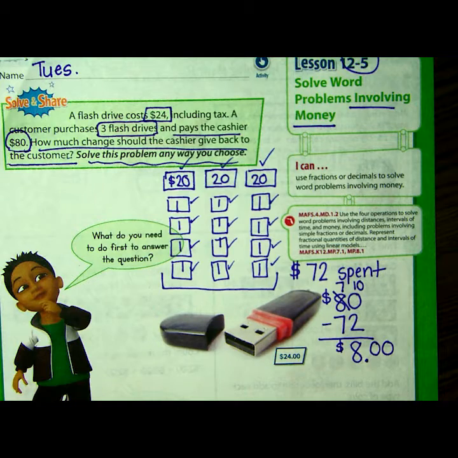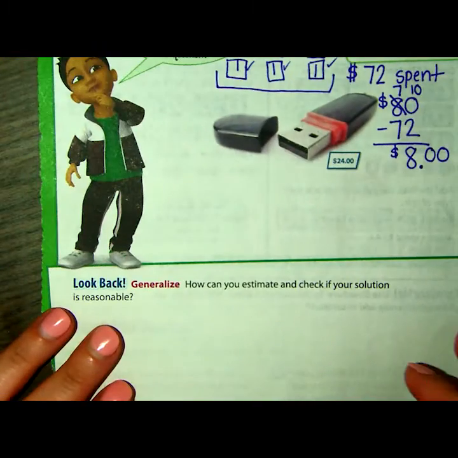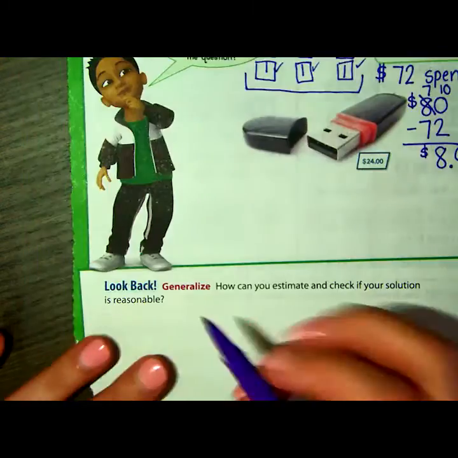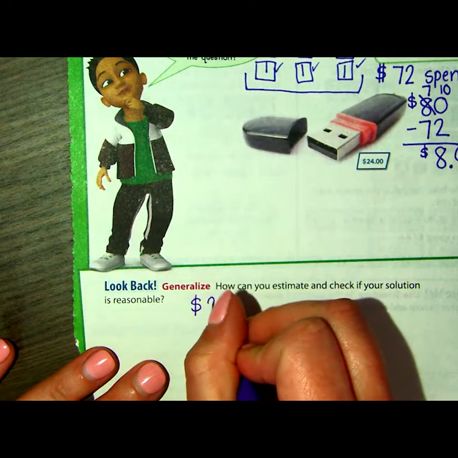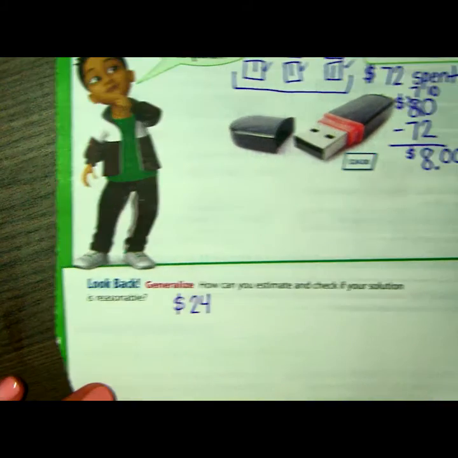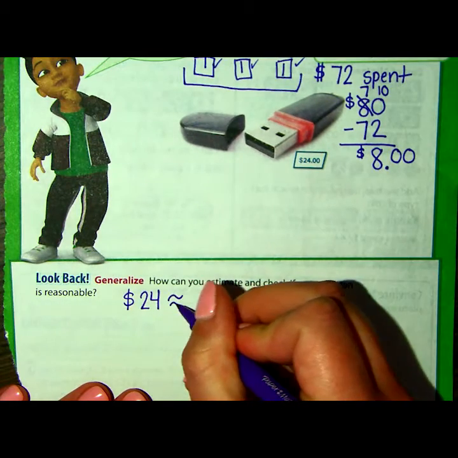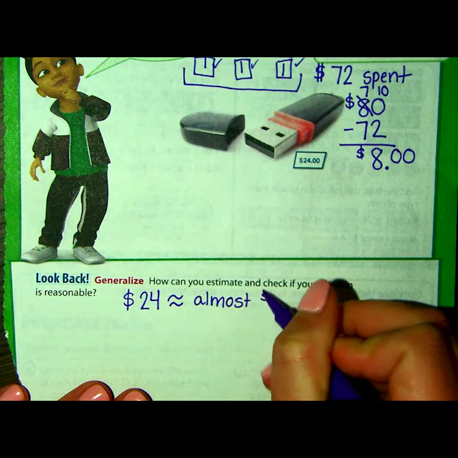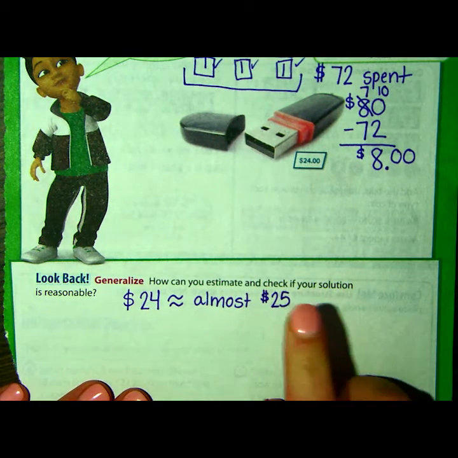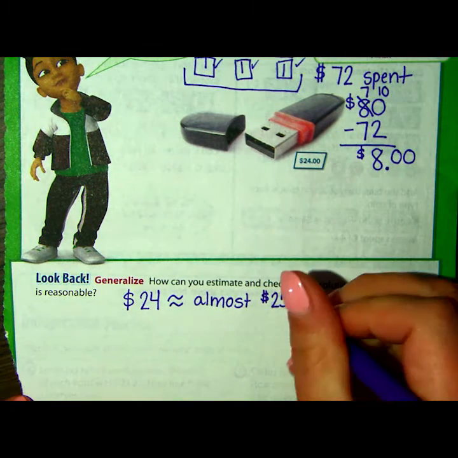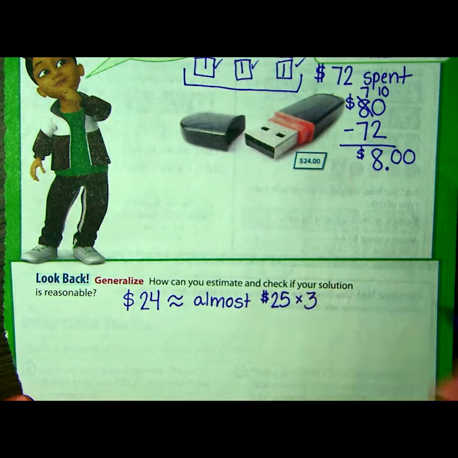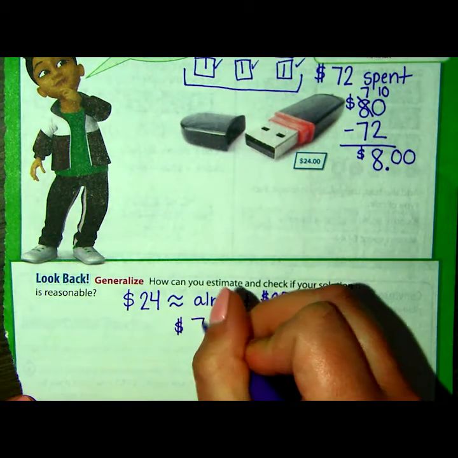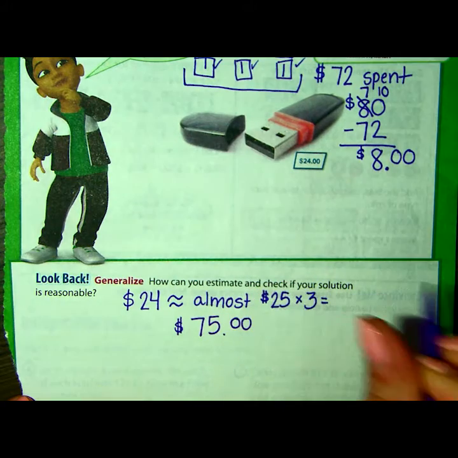Now, let's look down here. They want to know, how can you estimate and check if your solution is reasonable? Well, we know that each flash drive, right, was $24. And I know that 24 is really close or almost 25. And I can add 25 3 times, right? Thinking in my brain, 25 times 3. I know that part. And that's equal to $75. And that's the estimate.